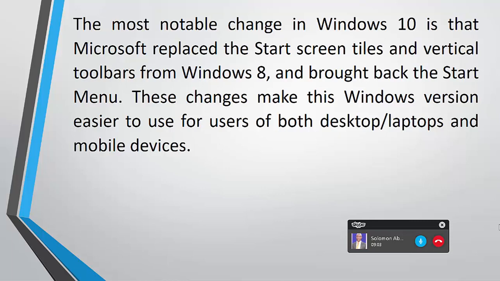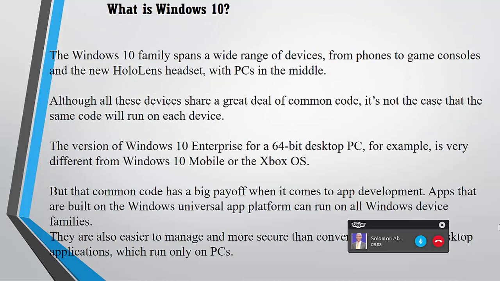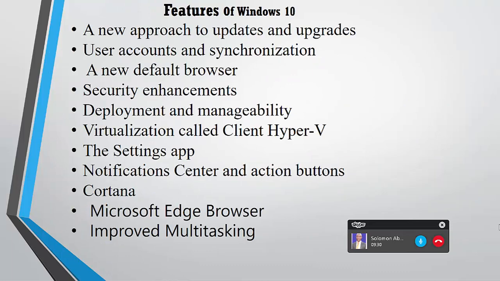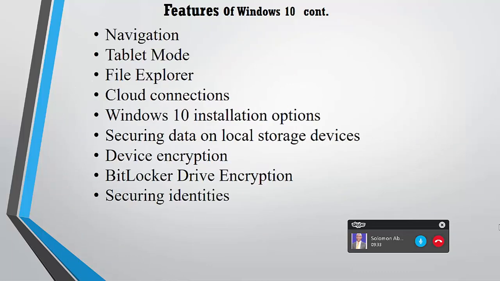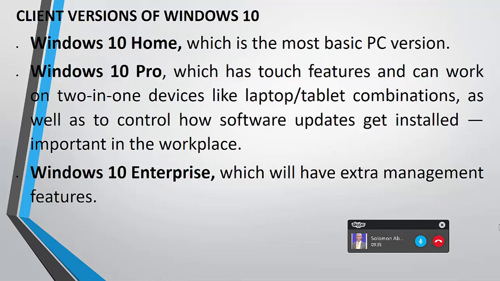Now, when we say Windows 10, what do we mean? We say that Windows 10 is a family that comes with a range of devices, not just the system itself. Phones, game consoles, and other handsets are also encompassed into that word Windows 10 operating system, because they are all having something in common. Then we look at the versions of Windows 10 Enterprise that it uses 64-bit desktop PCs. For example, we have it with Windows 10 Mobile and Xbox operating system.